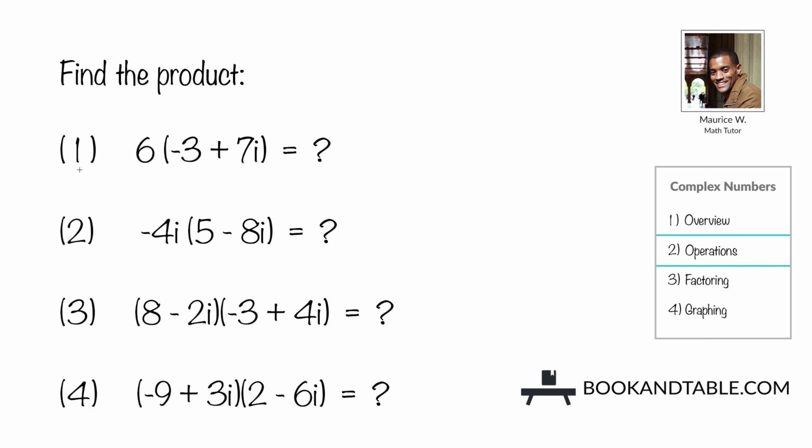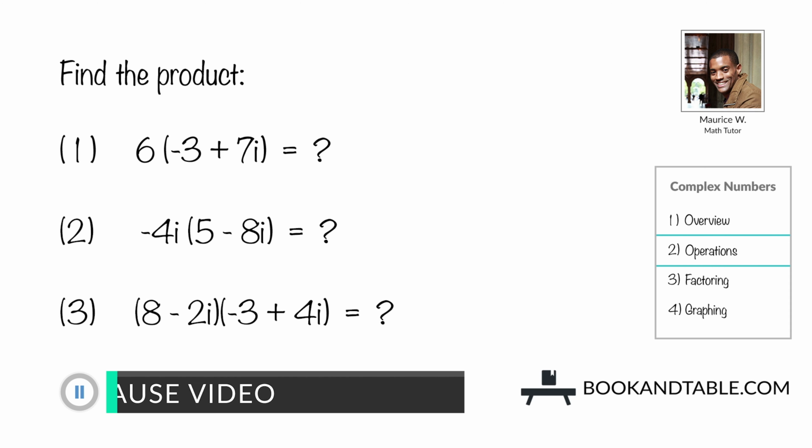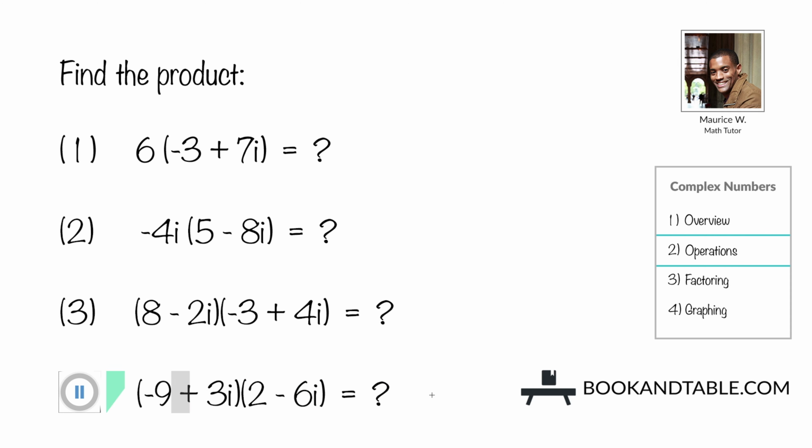Question number 1. Find the product of 6 times -3 plus 7i. Question number 2. Find the product of -4i times 5 minus 8i. Question number 3. Find the product of 8 minus 2i times -3 plus 4i. In question number 4, find the product of -9 plus 3i times 2 minus 6i. Pause the video, answer these questions, and then press play when you're ready to begin.